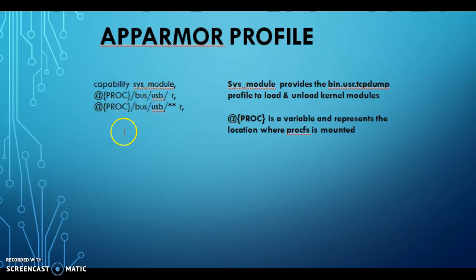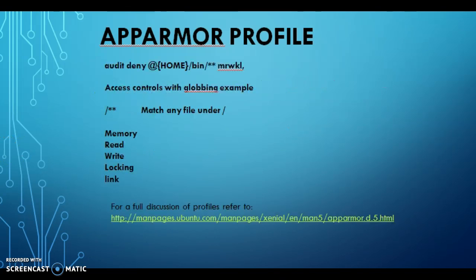And this following statement is a variable and represents the location where the kernel virtual file system is mounted. And then here's an example of a conditional. This one is going to deny audit capabilities for any file that's located under the bin directory. And that's an example of globbing. Globbing is this particular area, bin slash with asterisk, which means it'll match any file under root.